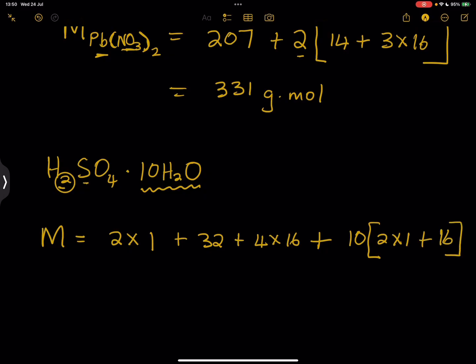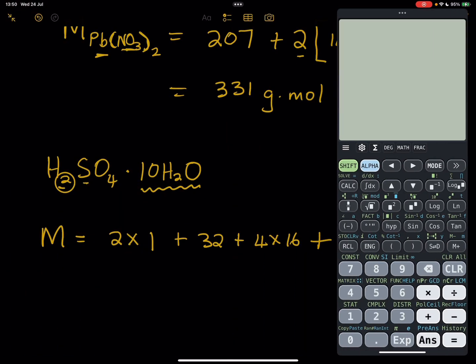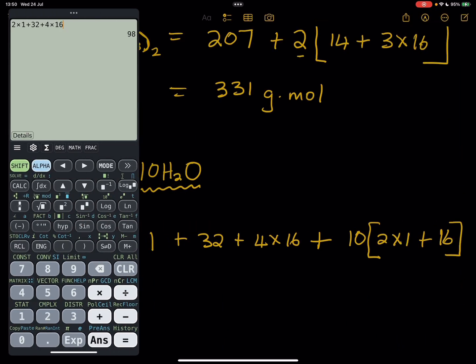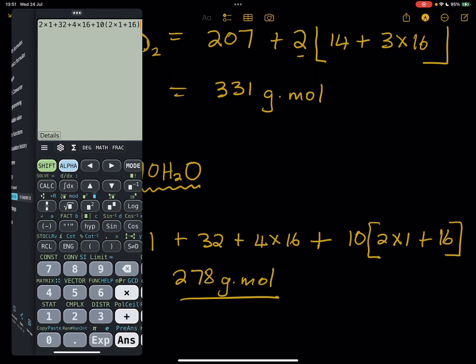So what we do is we calculate everything here. And notice, ladies and gents, that we are adding everything. So 2 times 1 plus 32 plus 4 times 16, that's for the sulfuric acid. Plus, now I'm going to add the waters of crystallization. That's 10 times, I open the bracket, 2 times 1 plus 16. So ladies and gents, that gives us 278 grams per mole. That's how we'll calculate the molar mass of any substance.